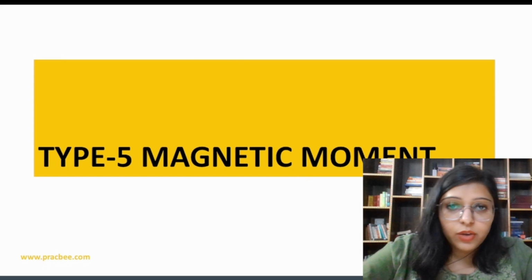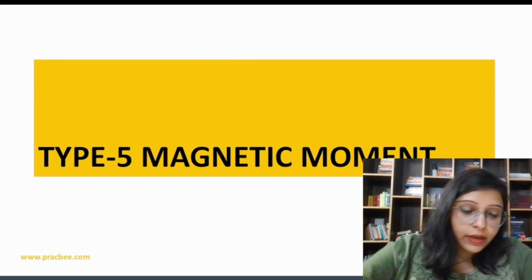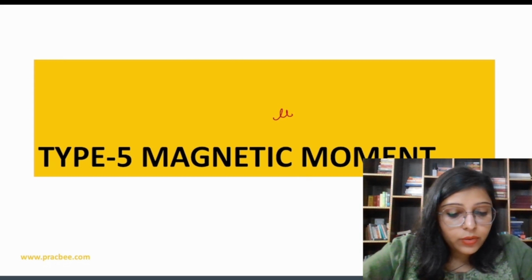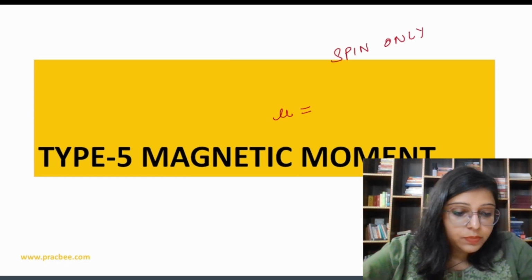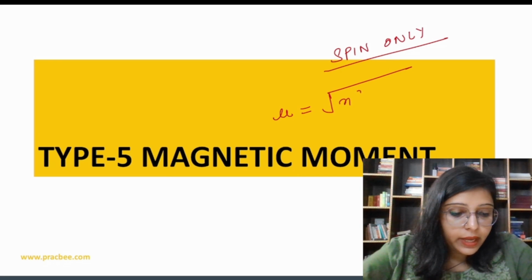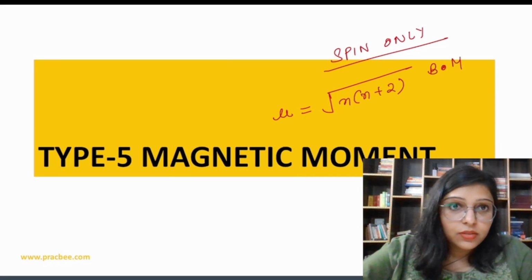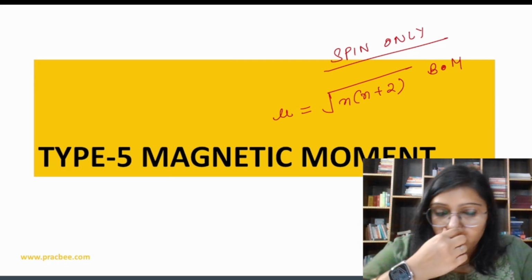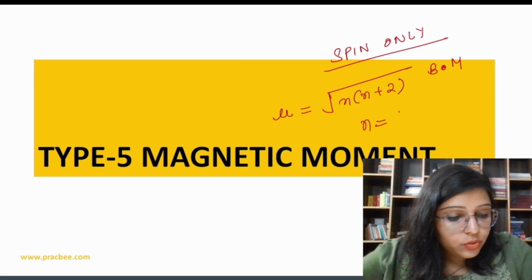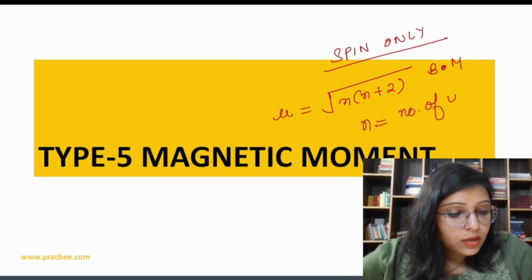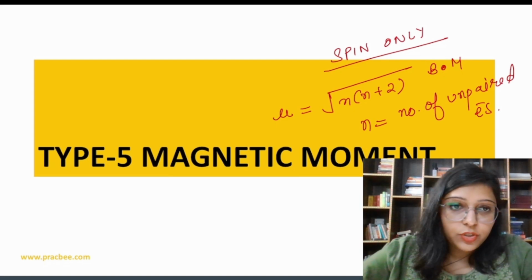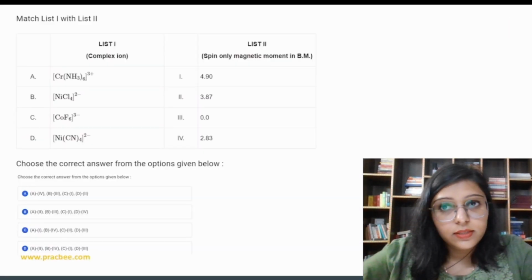In this type, we are going to discuss some questions related to magnetic moment. So how to calculate magnetic moment, which is spin only magnetic moment? Spin only magnetic moment is under root n(n+2), and the unit is Bohr magneton. We have discussed this type of question in atomic structure also, where n is the number of unpaired electrons. Okay, so now let's discuss question number 1 based upon this.